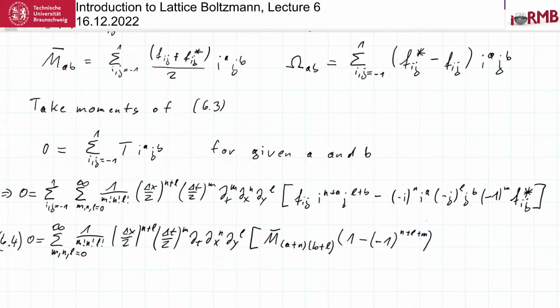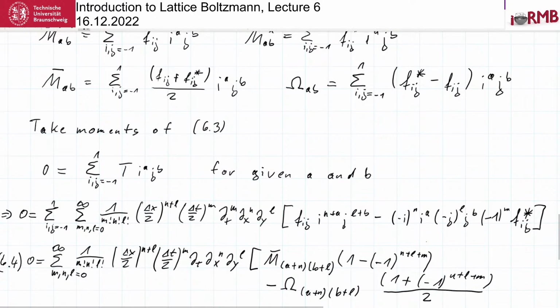And for the other guy, it's of course the other way around. So the other guy is omega, and I write it with minus omega here. A n plus 1, so this is the same now, b plus l. And this is more or less the opposite, so it's 1 plus minus 1 by the power of n plus l plus m. And, okay, so there is one difference between these two definitions.